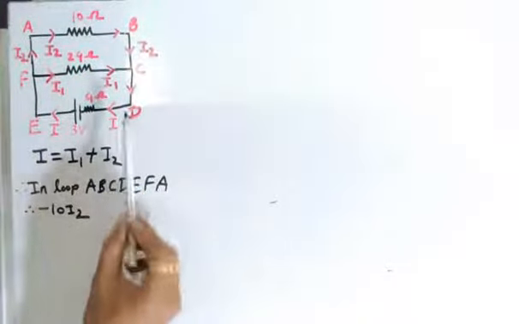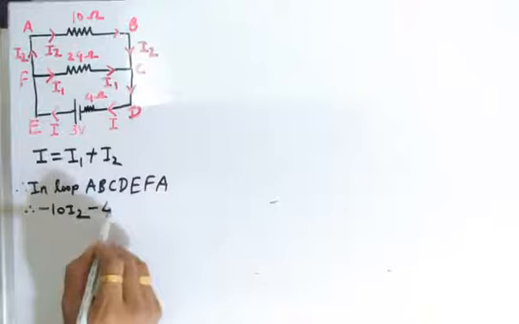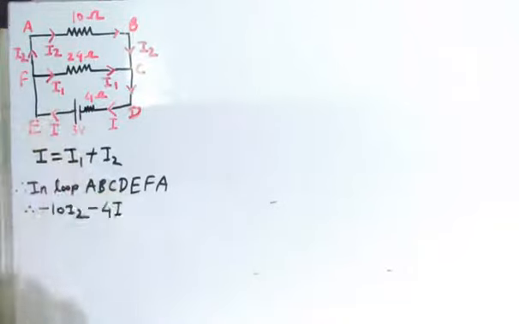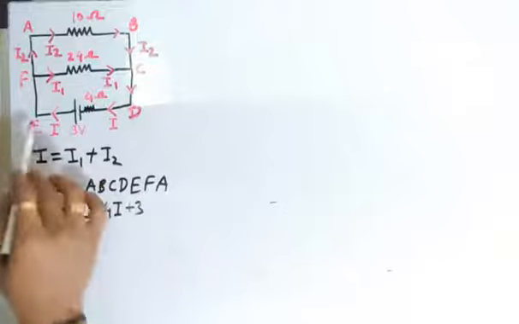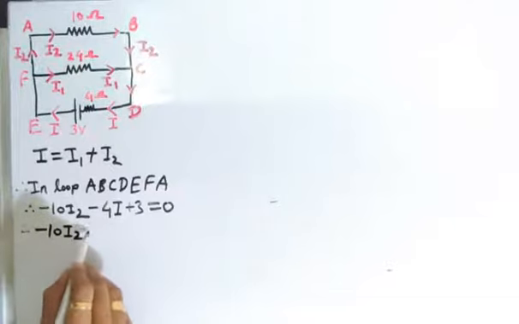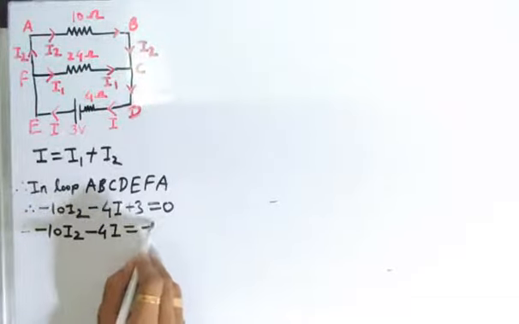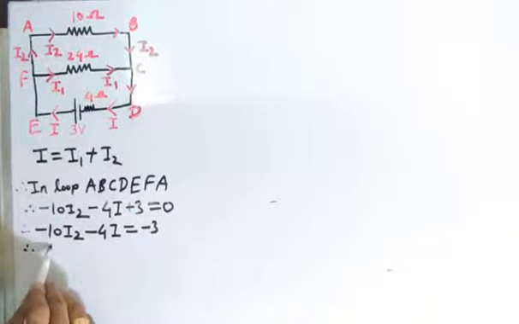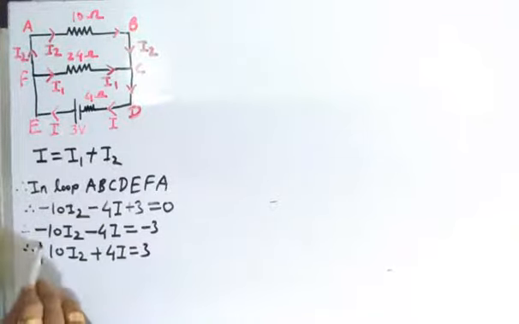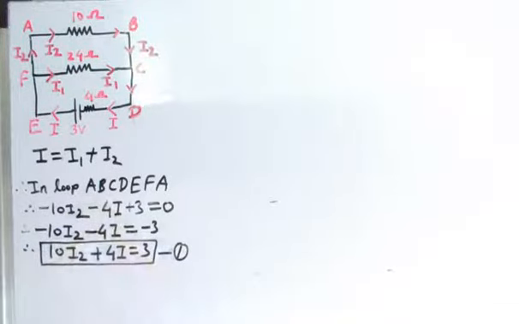We are not having any component there. Again, from point D to E, in between we have this 4 ohm, and the direction of tracing of the loop and the direction of flow of current I is in the same direction. So we can add minus 4I. Now we are moving from the negative terminal of the source of EMF to the positive terminal. Therefore we can add plus 3, and from E to A no component is there, so this is equal to 0. Therefore we get minus 10 I2 minus 4I is equal to minus 3. Therefore we can write this equation as 10 I2 plus 4I is equal to 3. Assume that this is equation number 1.